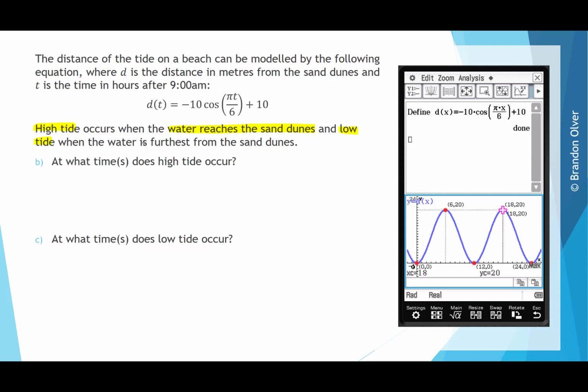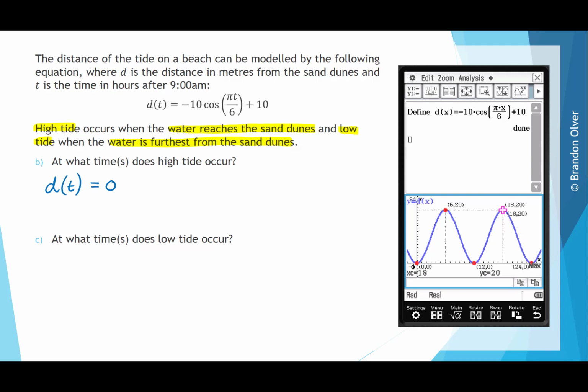Next, we're instructed that high tide occurs when the water reaches the sand dunes, and that the low tide is when the water is furthest from the sand dunes. For part B, we're asked at what times does the high tide occur? So keeping in mind that high tide occurs when the water reaches the sand dunes, that means the distance from the sand dunes is going to equal 0. So what we want to find is when d(t) equals 0 over our domain that x is an element of [0, 24].